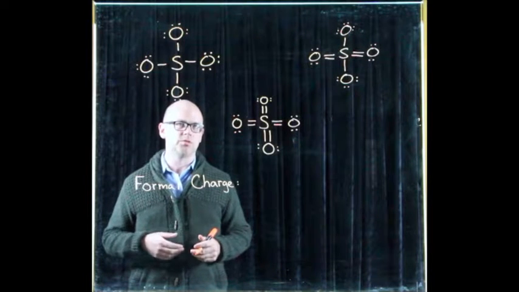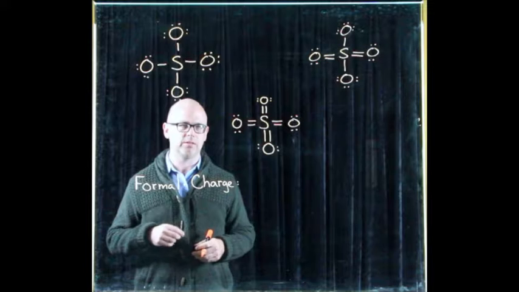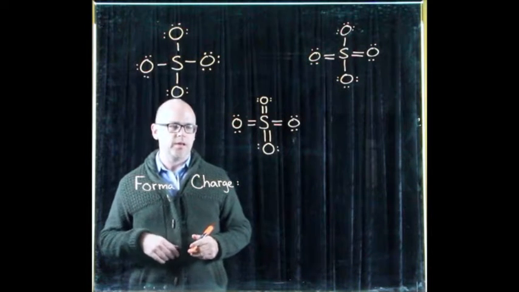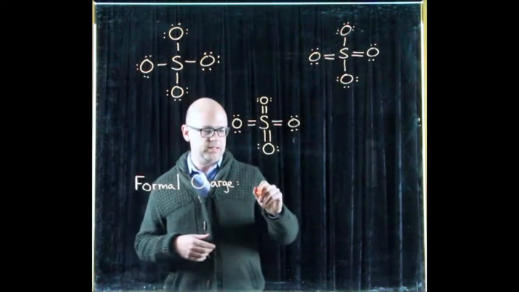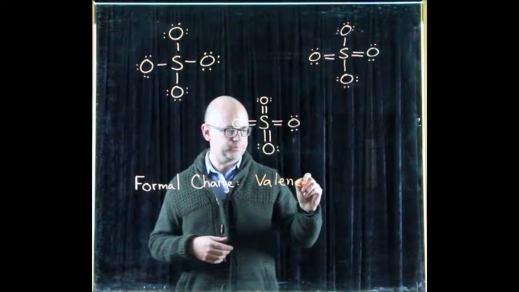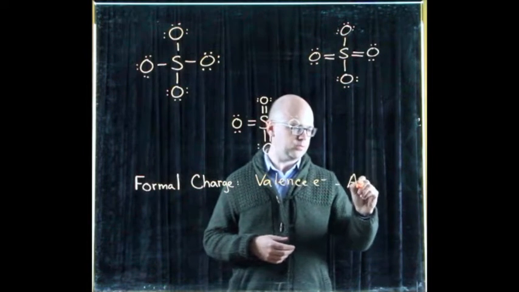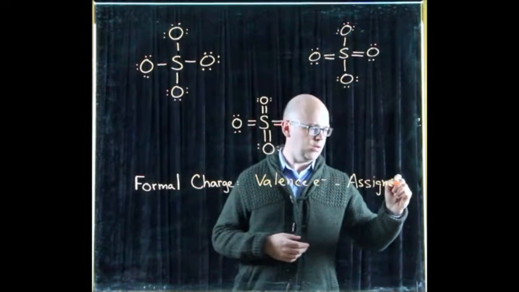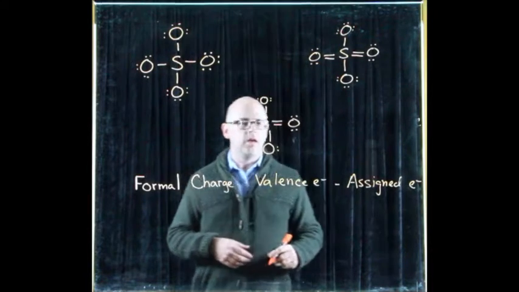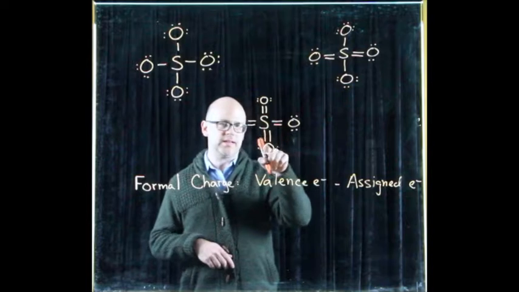So the way formal charge works is it assigns a particular charge to every atom that's involved in a molecule or an ion. And we determine that by taking the number of valence electrons that are in the molecule or the ion, and we subtract from that the assigned electrons. Well, what's an assigned electron? An assigned electron is anything that's a lone pair of electrons. Those electrons are assigned to that atom.